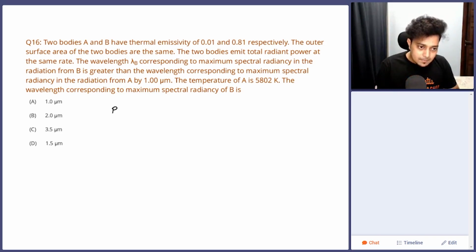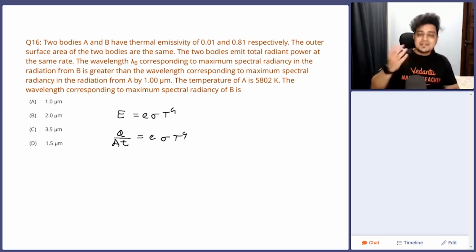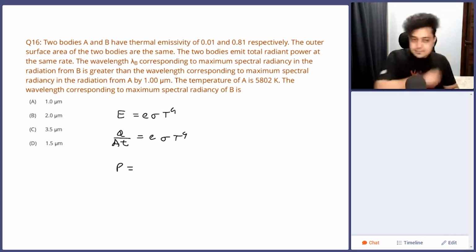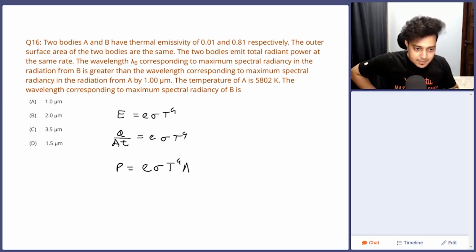Power is energy radiated per unit time. If you recollect Stefan's law, the emissive power E is equal to e sigma T raised to 4, which is energy radiated per unit area per unit time. Now Q by t, energy radiated per unit time, is power. This power for both the bodies is equal, so power for body A is equal to power for body B.